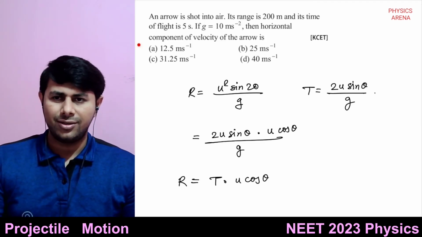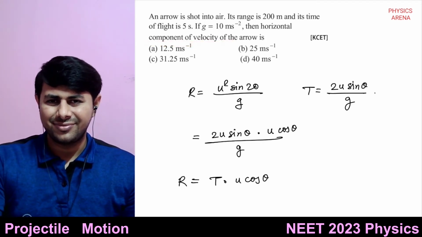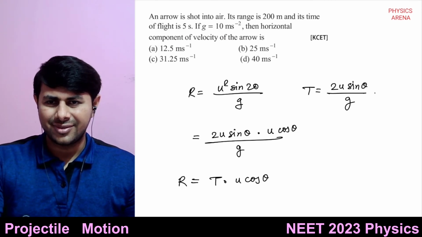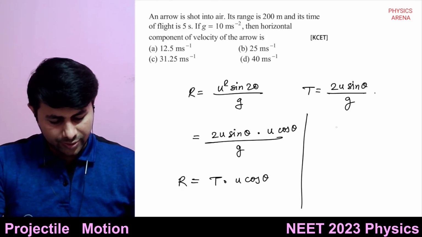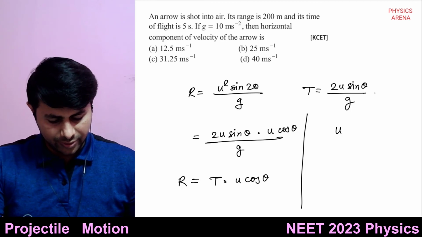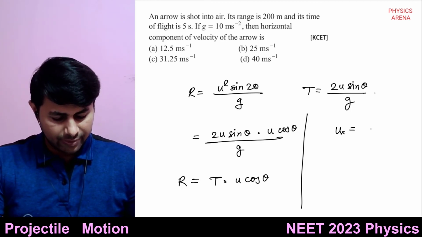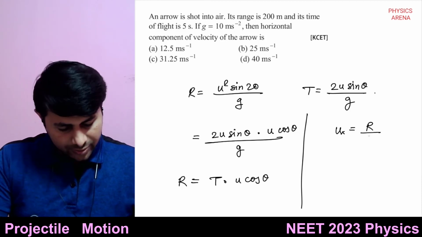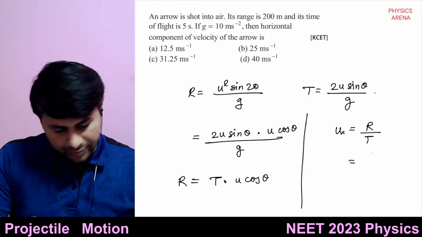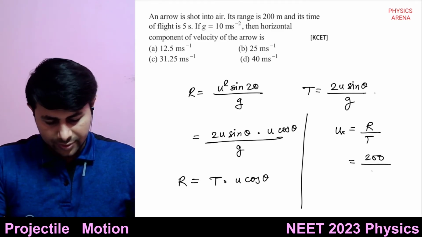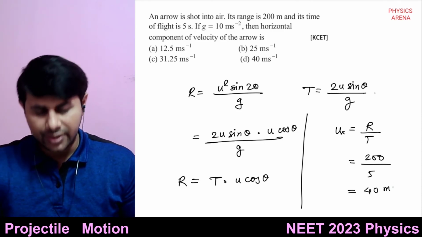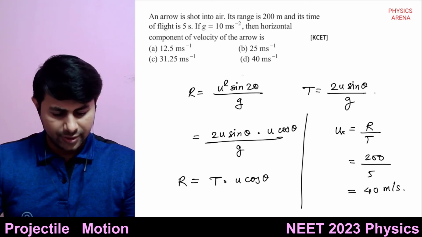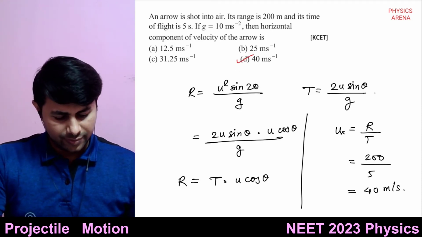So it's simple, right? Yes, sir. Okay, it is ux. So ux is equal to u cos theta, which is R by T. R is 200, T is 5. So 40 meters per second is the answer. Option D is the answer. Okay, this is simple. All right.